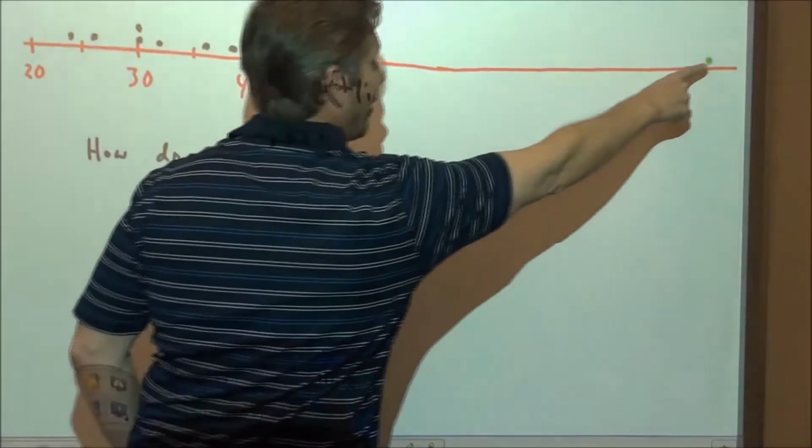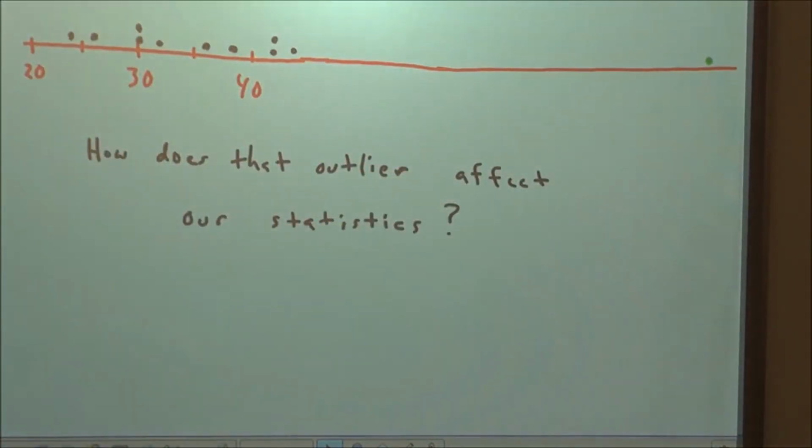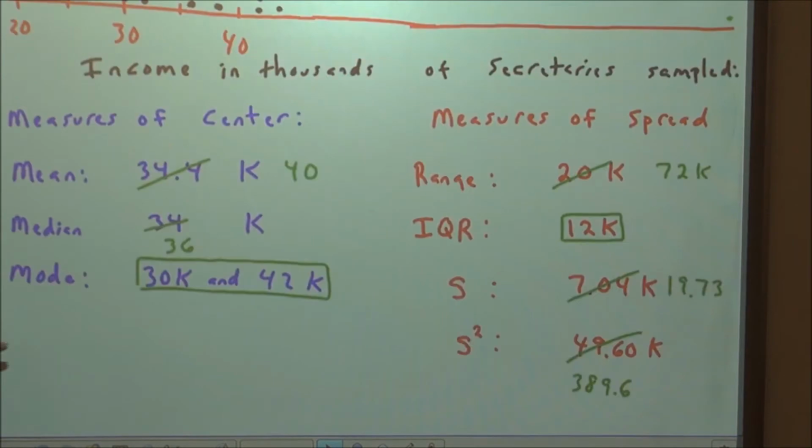But anyways, we got an outlier now. So we got this secretary up there that's making a whole lot more. That is an outlier. How will it affect our statistics?